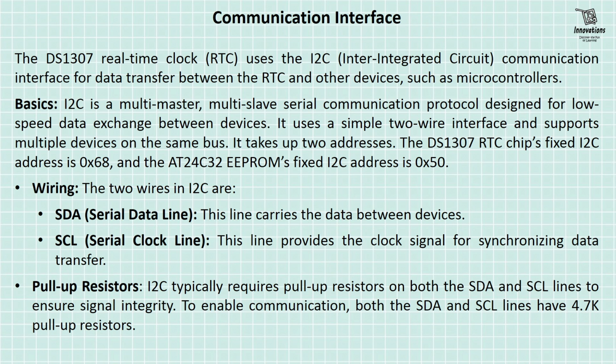It takes up two addresses. The DS1307 RTC chip's fixed I2C address is 0x68 and the AT24C32 EEPROM's fixed I2C address is 0x50. Wiring: the two wires in I2C are SDA, that is the serial data line, which carries the data between devices, and SCL, that is the serial clock line, which provides the clock signal for synchronizing data transfer. Pull-up resistors: I2C typically requires pull-up resistors on both the SDA and SCL lines to ensure signal integrity. To enable communication, both the SDA and SCL lines have 4.7K pull-up resistors.